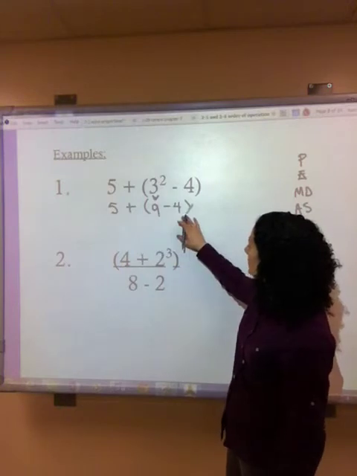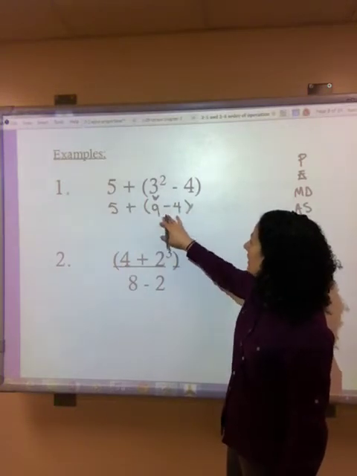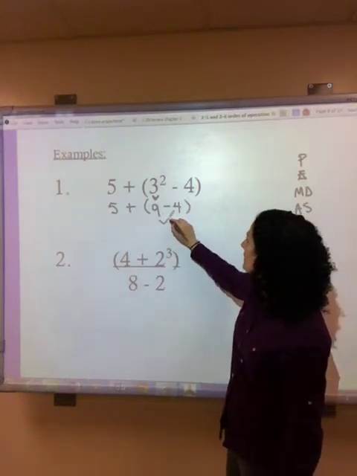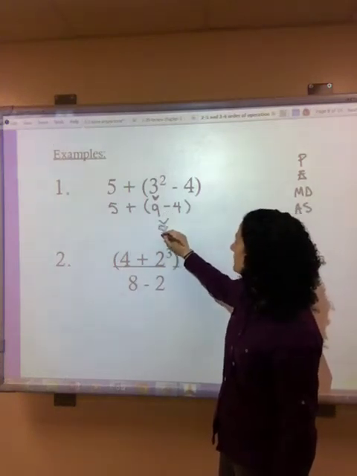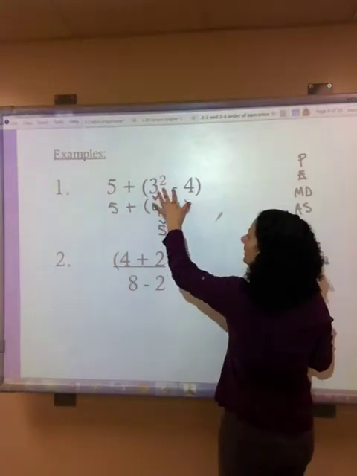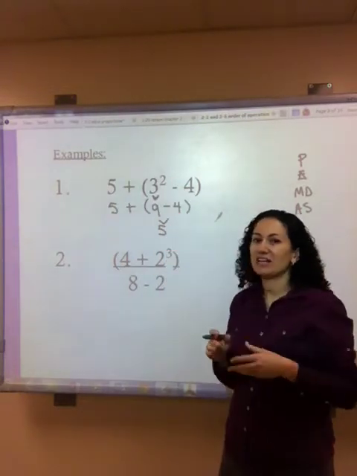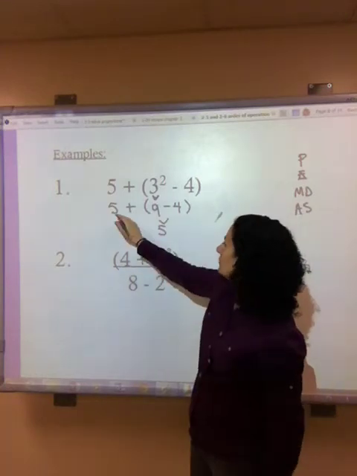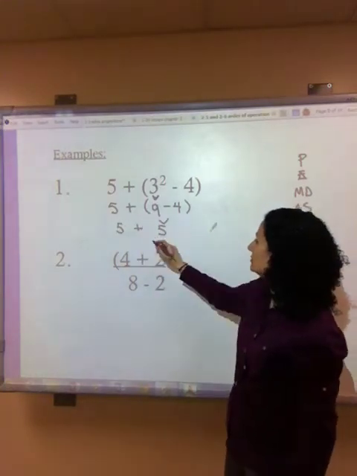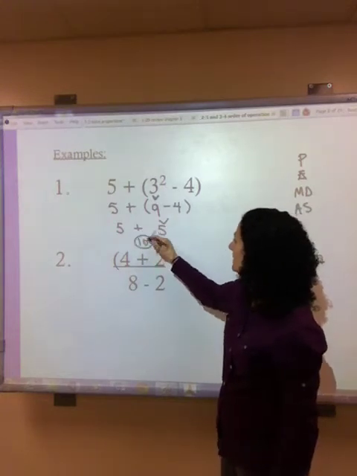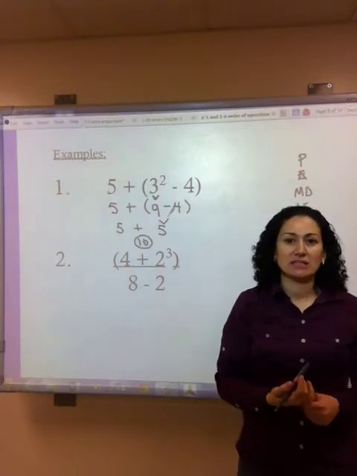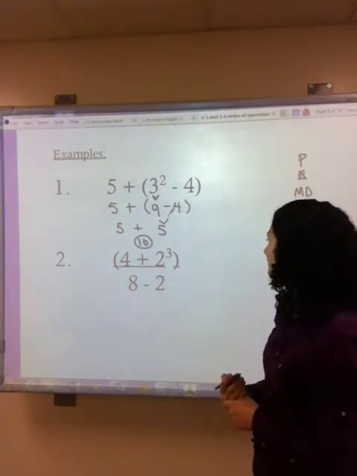I'm still not done evaluating everything in the parentheses. So now I'm going to do 9 minus 4, which is 5. Now I can get rid of the parentheses because I operated on everything inside those parentheses. So I'm going to bring down this 5 and the plus sign, and I can now solve 5 plus 5 is 10. Did you notice how I used a little arrow to show you what I was going to do next? You can do that also.